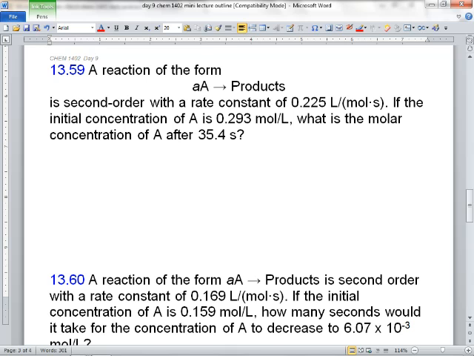Jessica Vaughn, we've got, and if they say it's second order, the rate constant is 0.225, and the initial concentration is 0.293. What's the molar concentration of A after 0.4 seconds? So, how would you start with something like this?